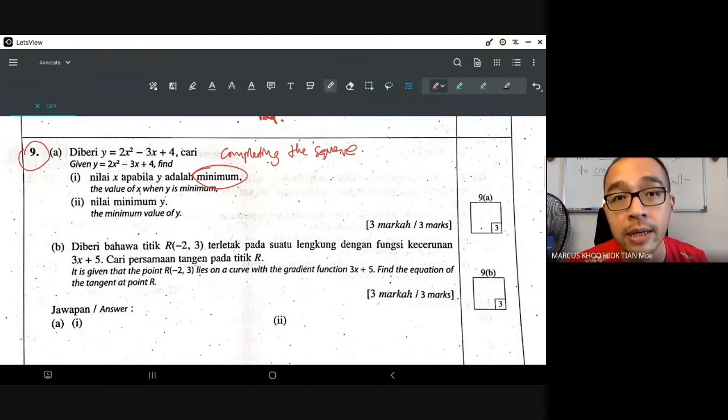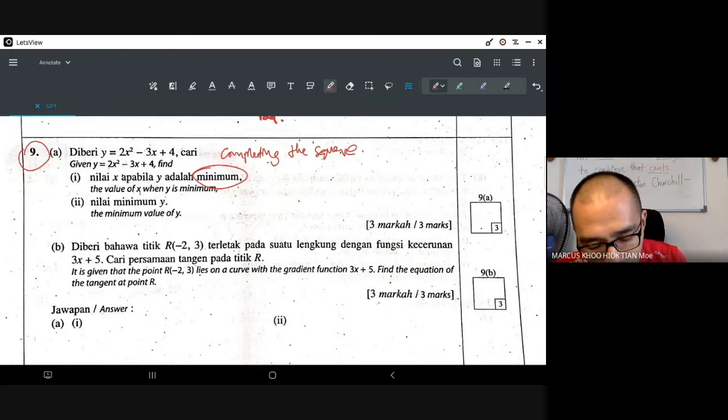I'm not saying that different subtopics cannot. Don't fool yourself on that one. Different subtopics are definitely possible. But different chapters, as a general rule, we don't set questions that way. So question 9 is from this chapter only. At first glance, when you see this question 9a, it looks like it's completing the square, chapter 2, Form 4. But when you look at the next question, you see the words gradient function.